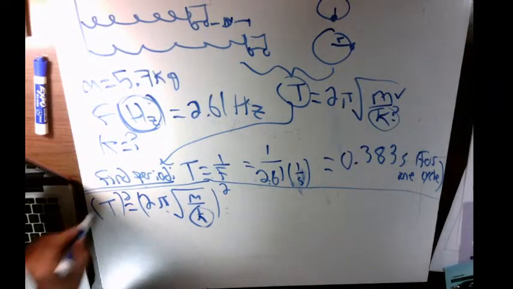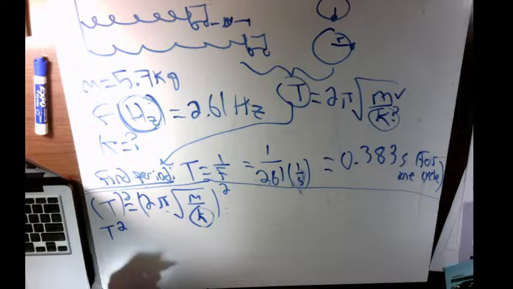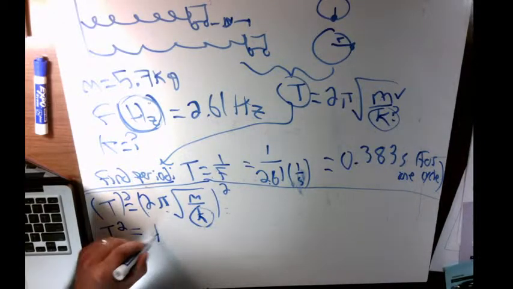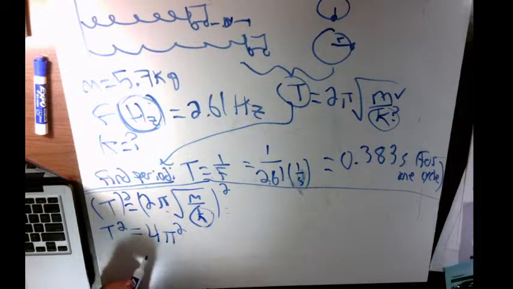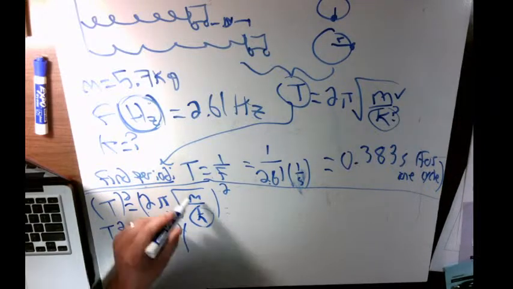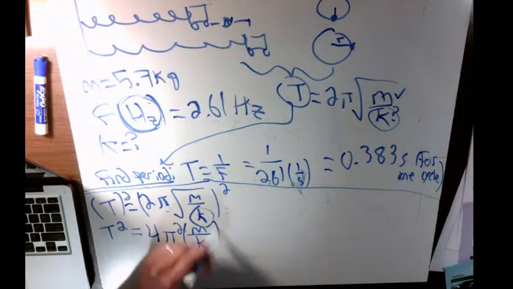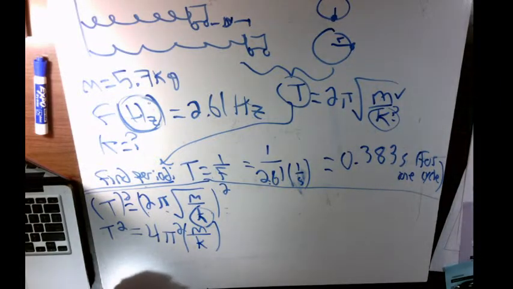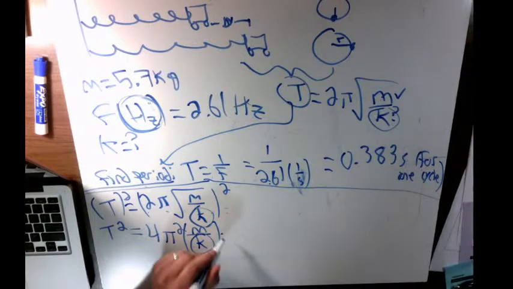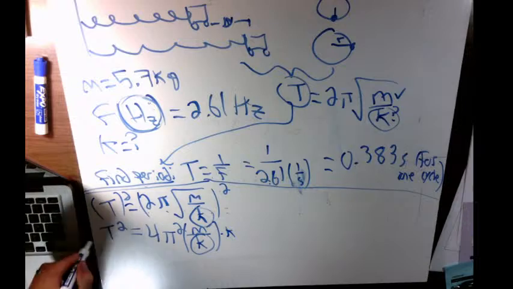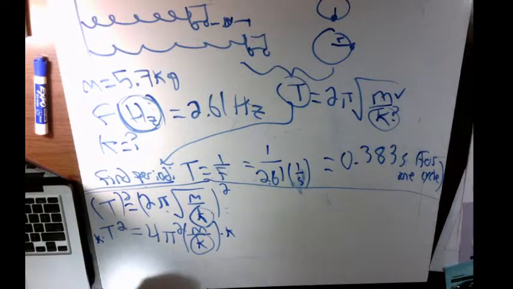So on this side it's easy. We've got T squared, but we have to remember to square both the 2 and the pi. So we get 4 pi squared. And now our square root is gone, and we're left with just m over k. All right, we've got rid of our square root. Now we have squares. That's okay. We're trying to solve for k, so I'm going to multiply both sides by k to get it on top where I can actually solve for it.